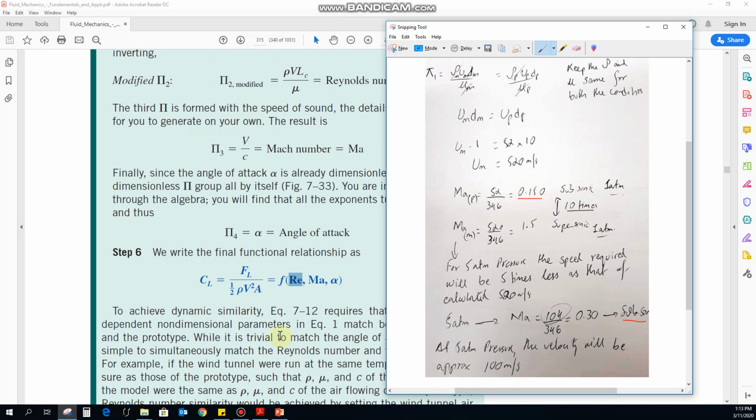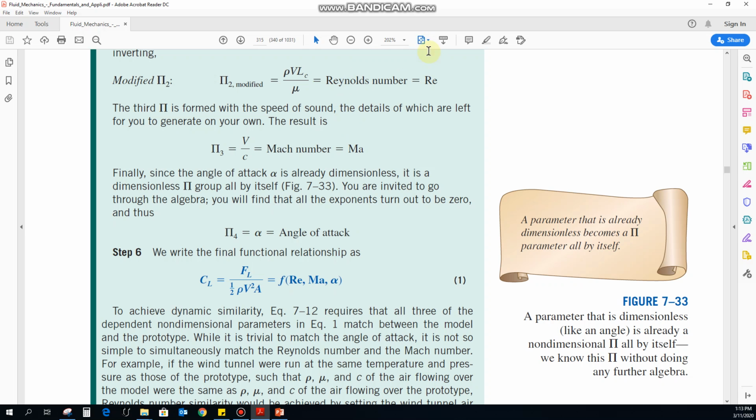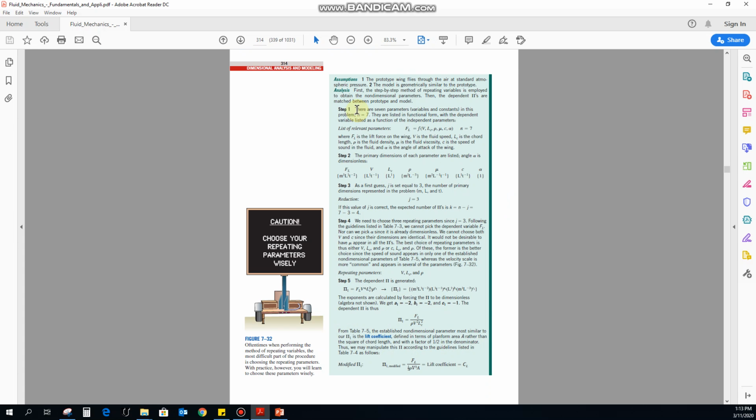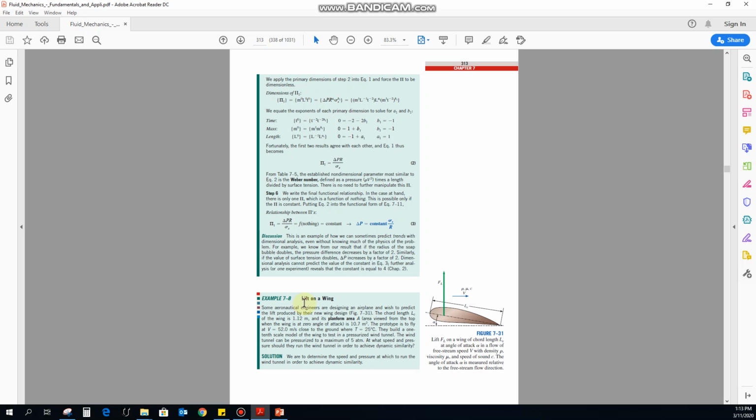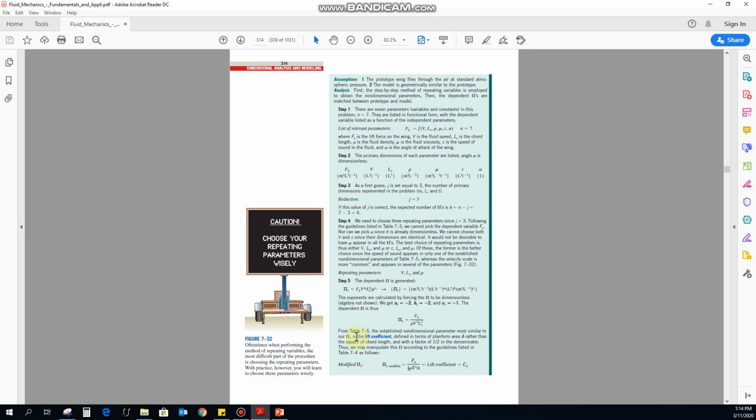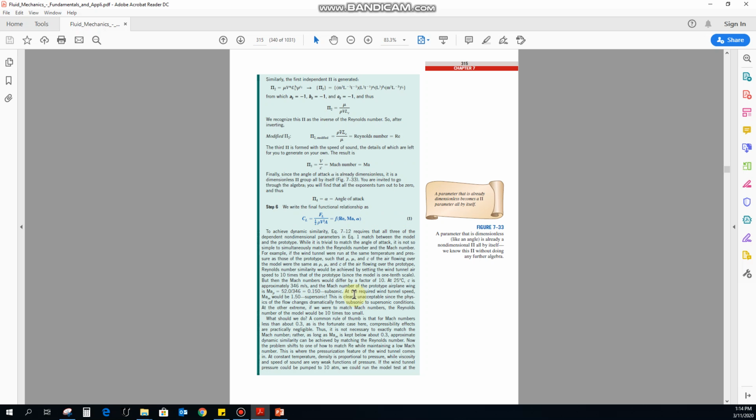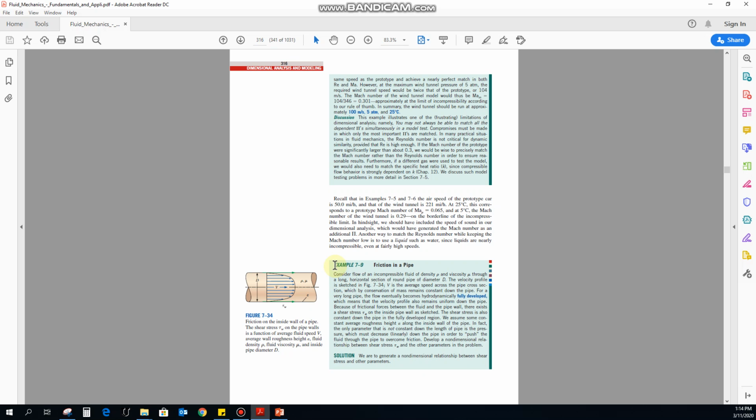Now this was example number 7-8, and this is a very good and detailed one. You can have a similar example here, example number 7-9, which is about the friction in the pipe from your book. So the parameters are given here.